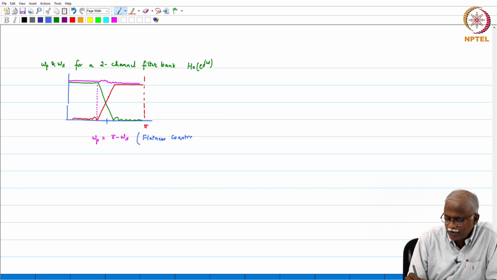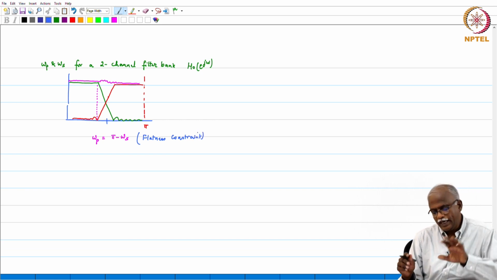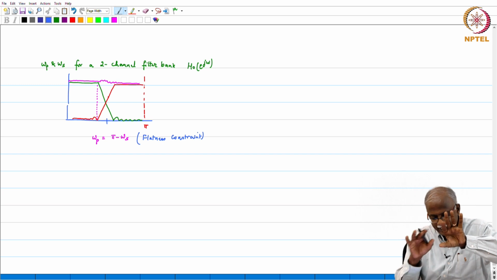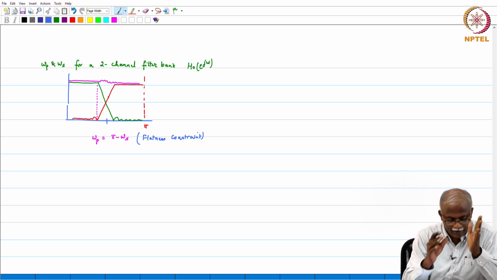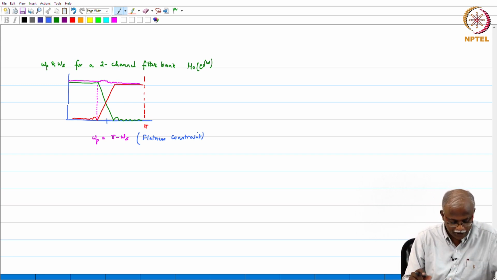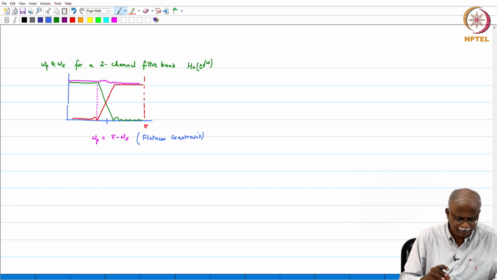So again, this is just an observation. It's good for us to know how the pass band and the stop band are related in the filter. They will have symmetry with respect to the quadrature frequency because of the flatness constraint.